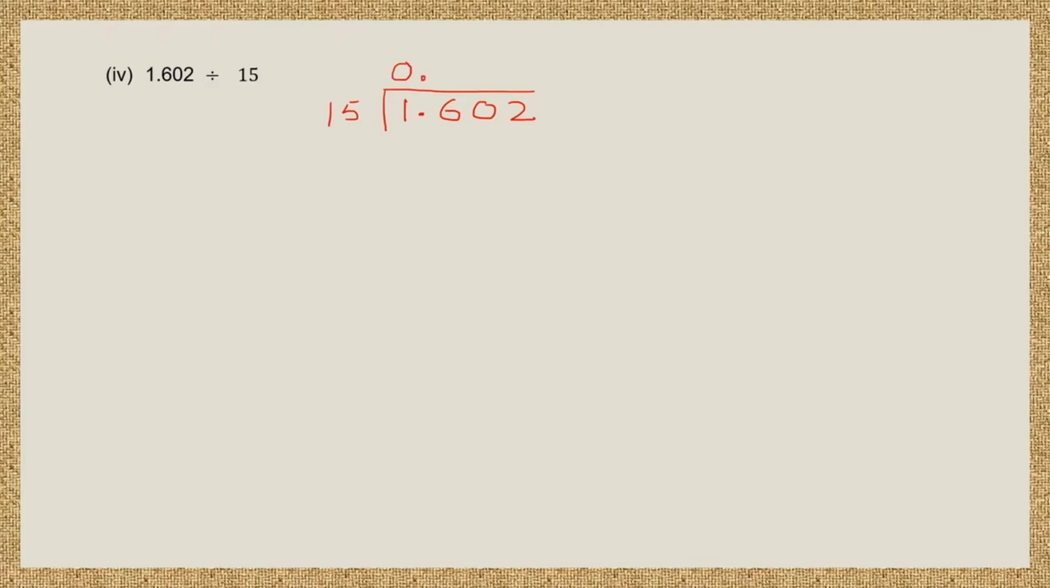Now my number is 16, 15 ones are 15, minus, 6 minus 5 is 1. Here I have 0. I bring down the next number which is 0. Okay. Now 10 is smaller than 15. So I put a 0 and I bring down the next digit also, 102.